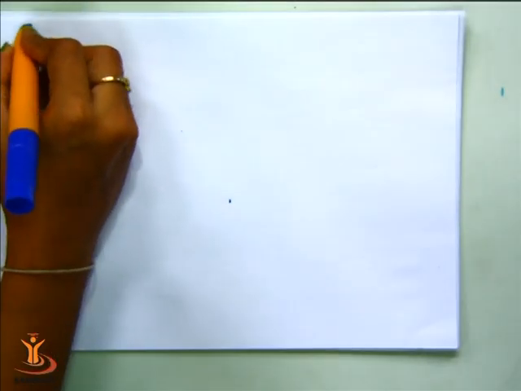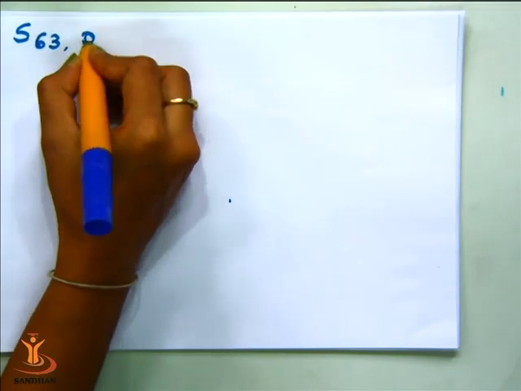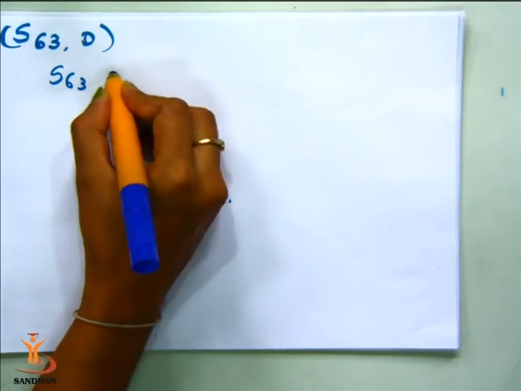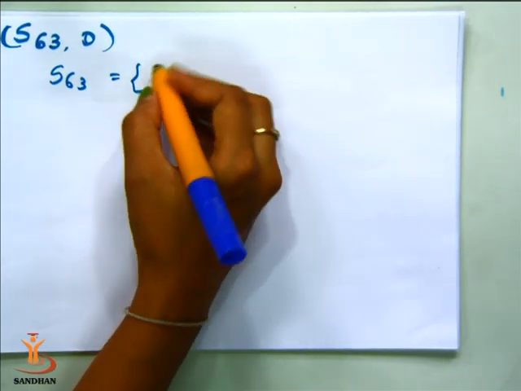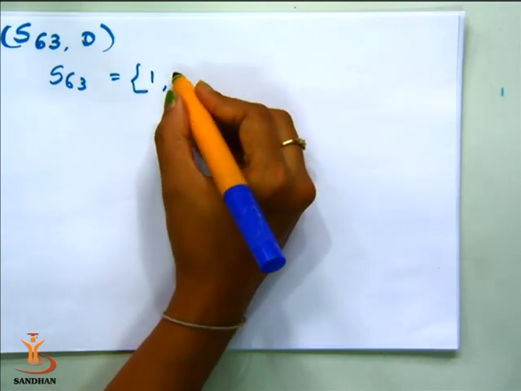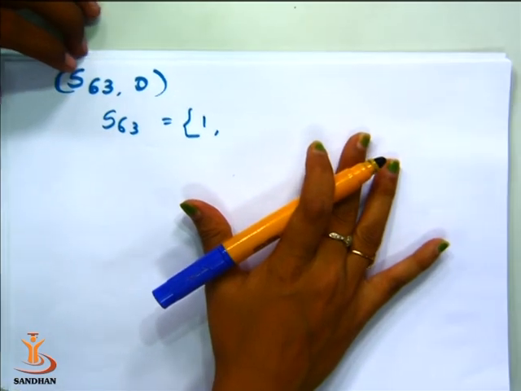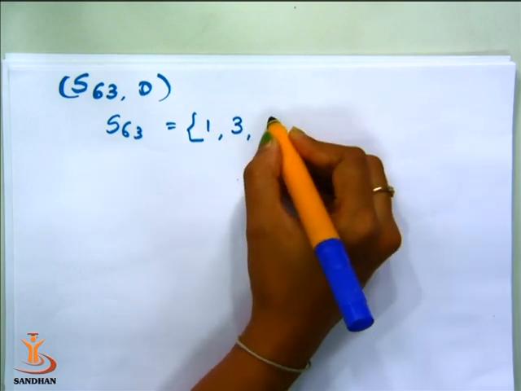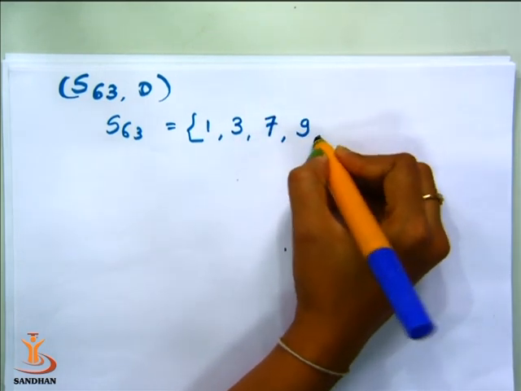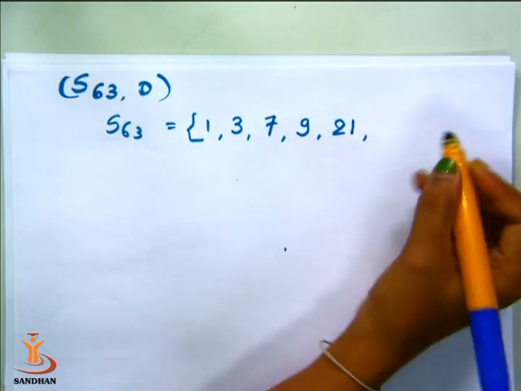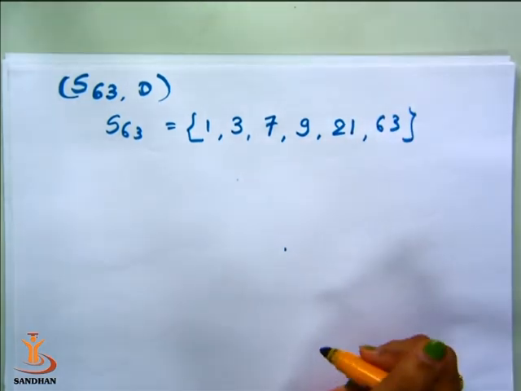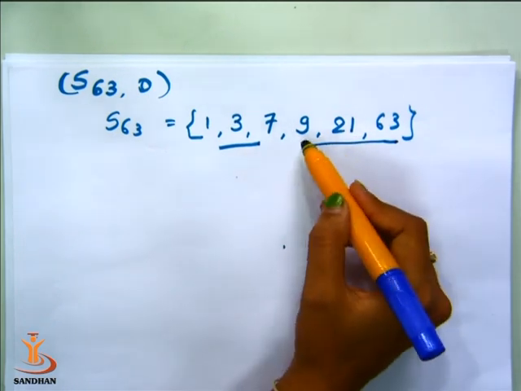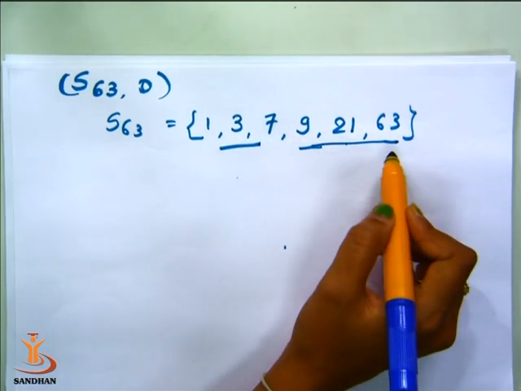Okay, now the second example is S63 with relation divisibility. So here again S63, the divisors of 63, contains 1 divides 63, then 3 divides 63, 7 divides 63, 9 divides 63, 21 divides 63, and 63 itself divides 63. So we have again here 3 elements 1, 3, 7 and 3 elements 9, 21, 63, total 6 elements here.